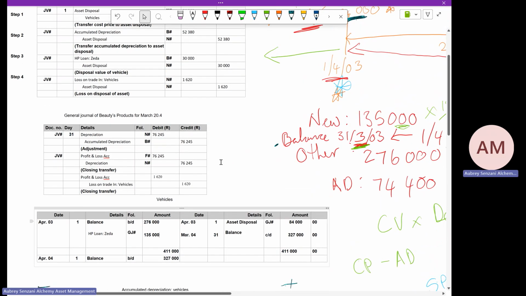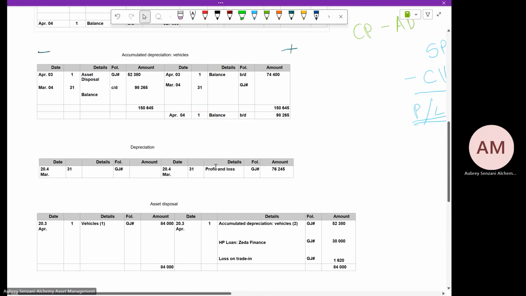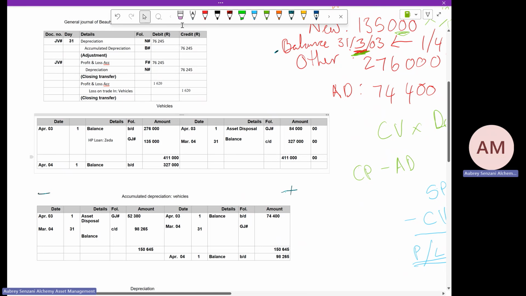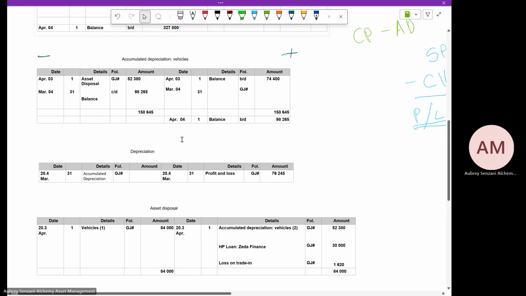Then in terms of accumulated depreciation, we had depreciation that took place this year. So depreciation, you know, is an expense. So here we're going to have accumulated depreciation. Okay, and that is to the value of how much? 76,245. Okay, but we must do the double entry. So here we debited depreciation. So accumulated depreciation, we're going to credit.